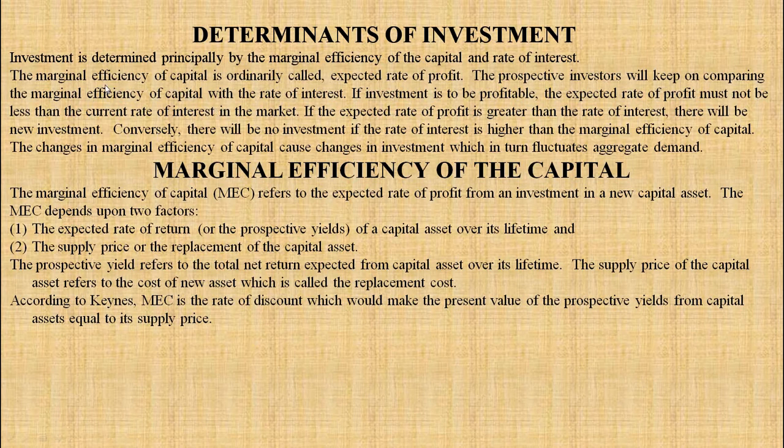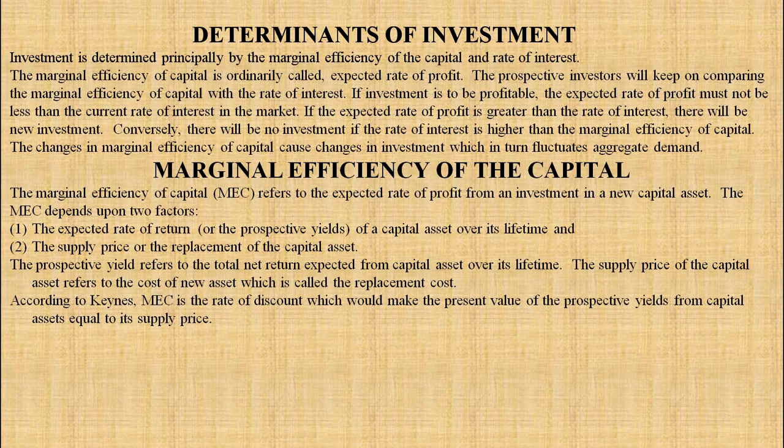See, basically in ordinary language, what we discussed already, marginal efficiency of capital is called the expected rate of profit. So understand this. Marginal efficiency of capital refers to the expected rate of profit from an investment in a new capital asset. The marginal efficiency of capital depends upon two factors. Number one, the expected rate of return or the prospective yields of the capital assets over its lifetime. And second, the supply price or the replacement cost of the capital assets.